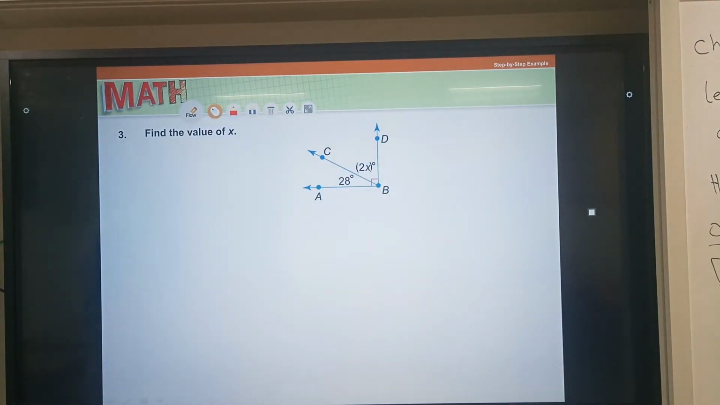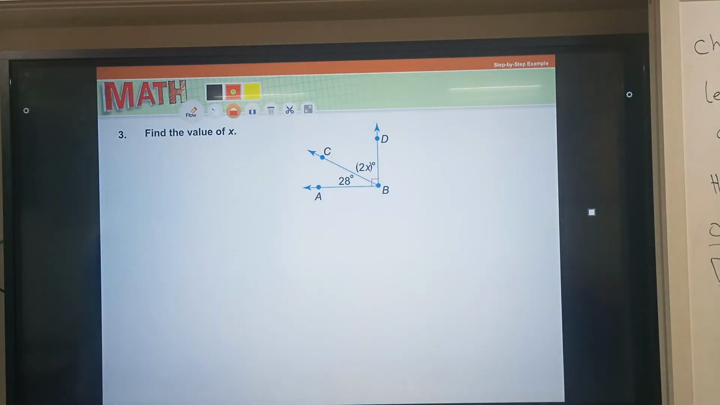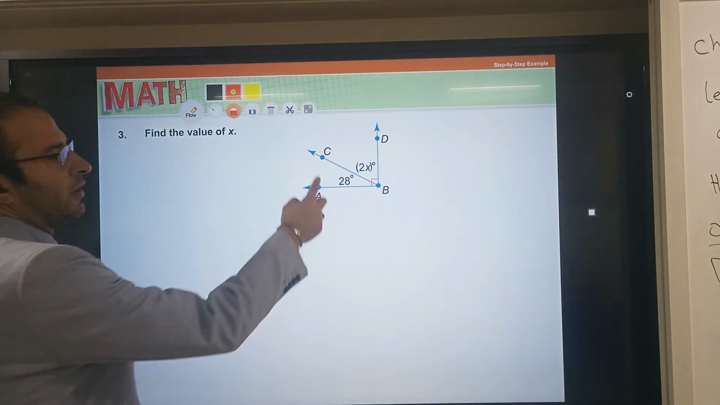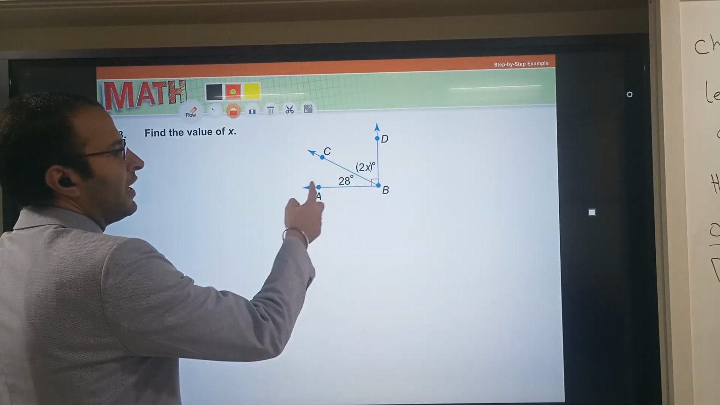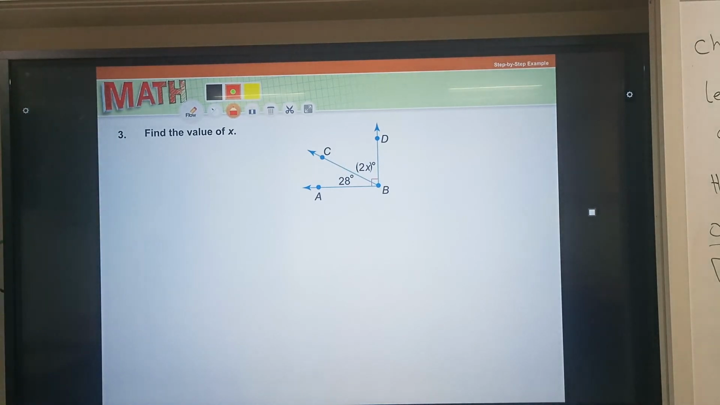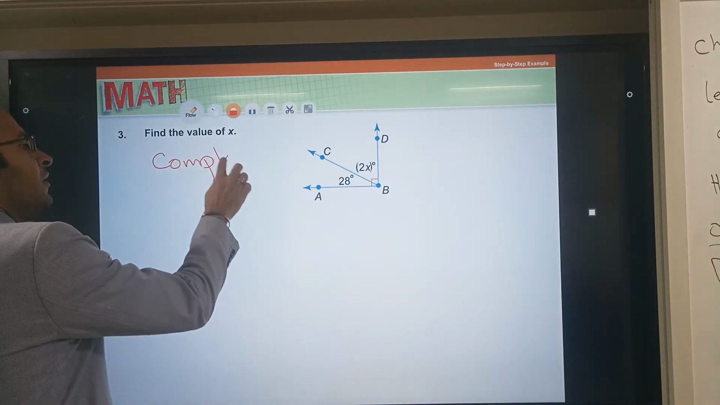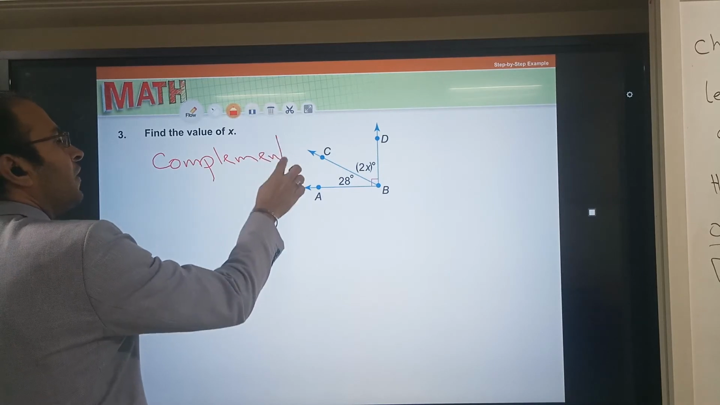Look with me at this question carefully, please. How can I deal with it? I have here two angles, angle CBA and angle CBD, and both are what? Both are complementary. Here we have two angles that are complementary. So what will we do in this case?